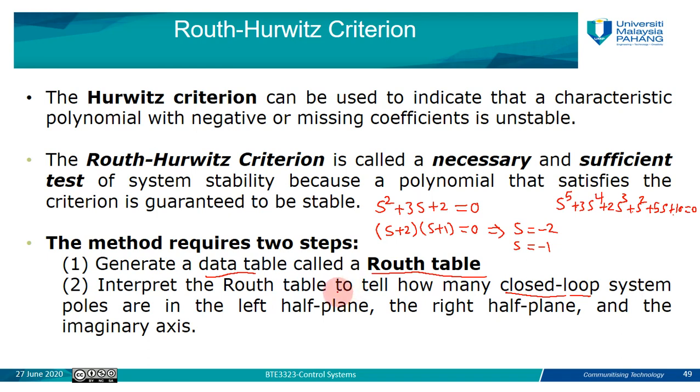Okay, so first you need to confirm that the coefficients all have the same sign, either positive or negative. This is the first step. Then you generate the Routh table. After you generate the Routh table, we are going to check the sign of the coefficients in the first column of the Routh table. If there is no change, then the system is stable. If there is at least one change, the system is unstable. Okay.